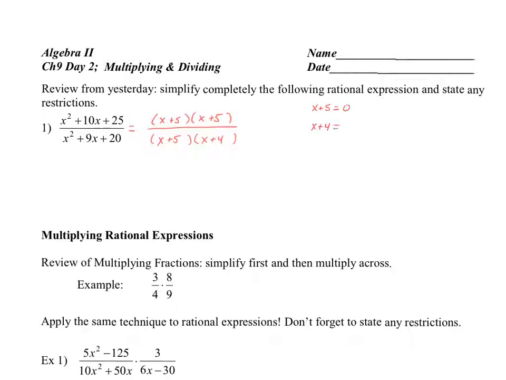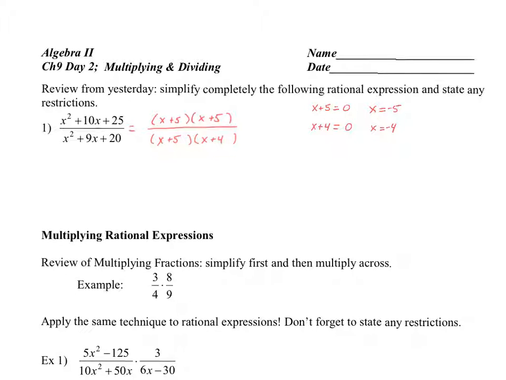I'm looking for those values that would make the denominator 0. So you can see pretty clearly that x equaling negative 5 would make the denominator 0, and x equaling negative 4 would make the denominator 0. Those are my restrictions, and I'll put those back in at the end when I come up with my final answer.